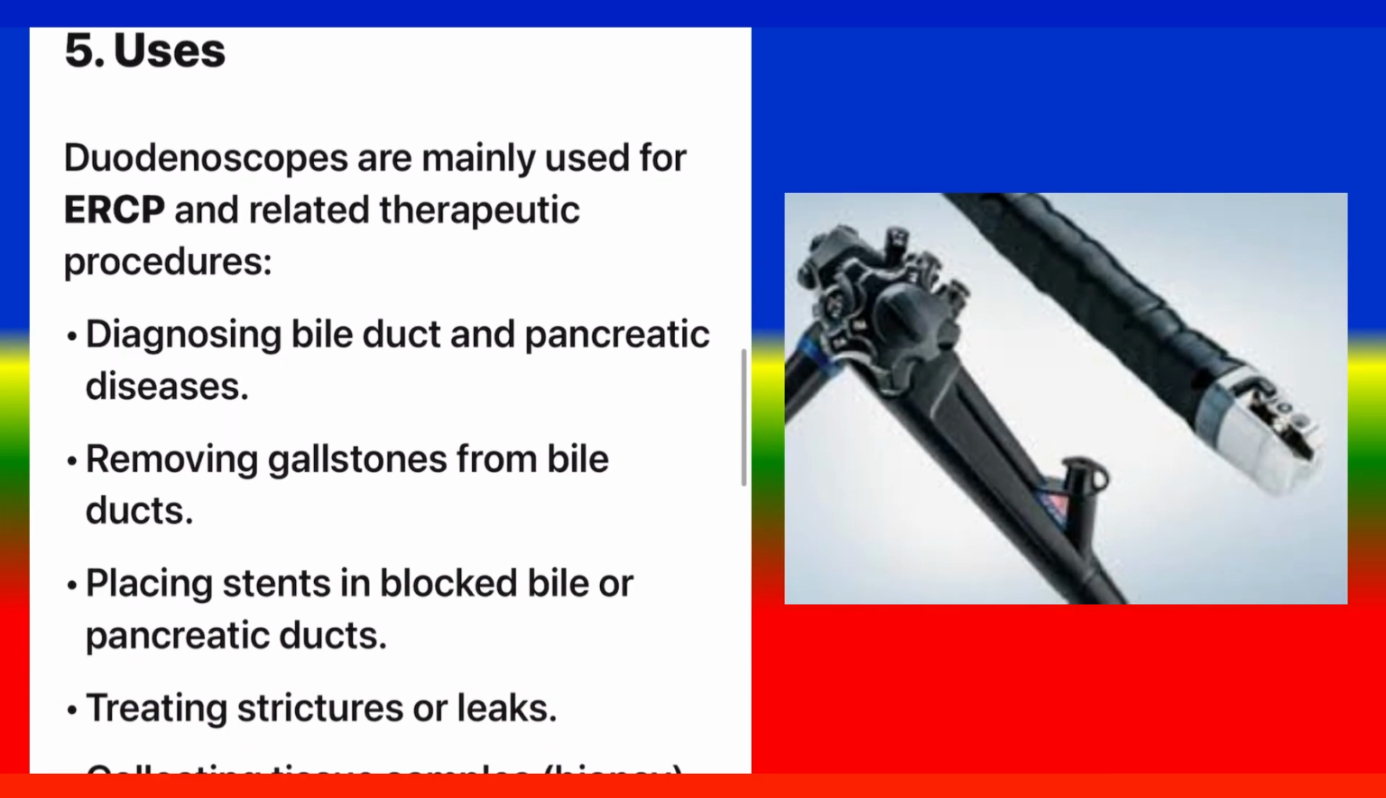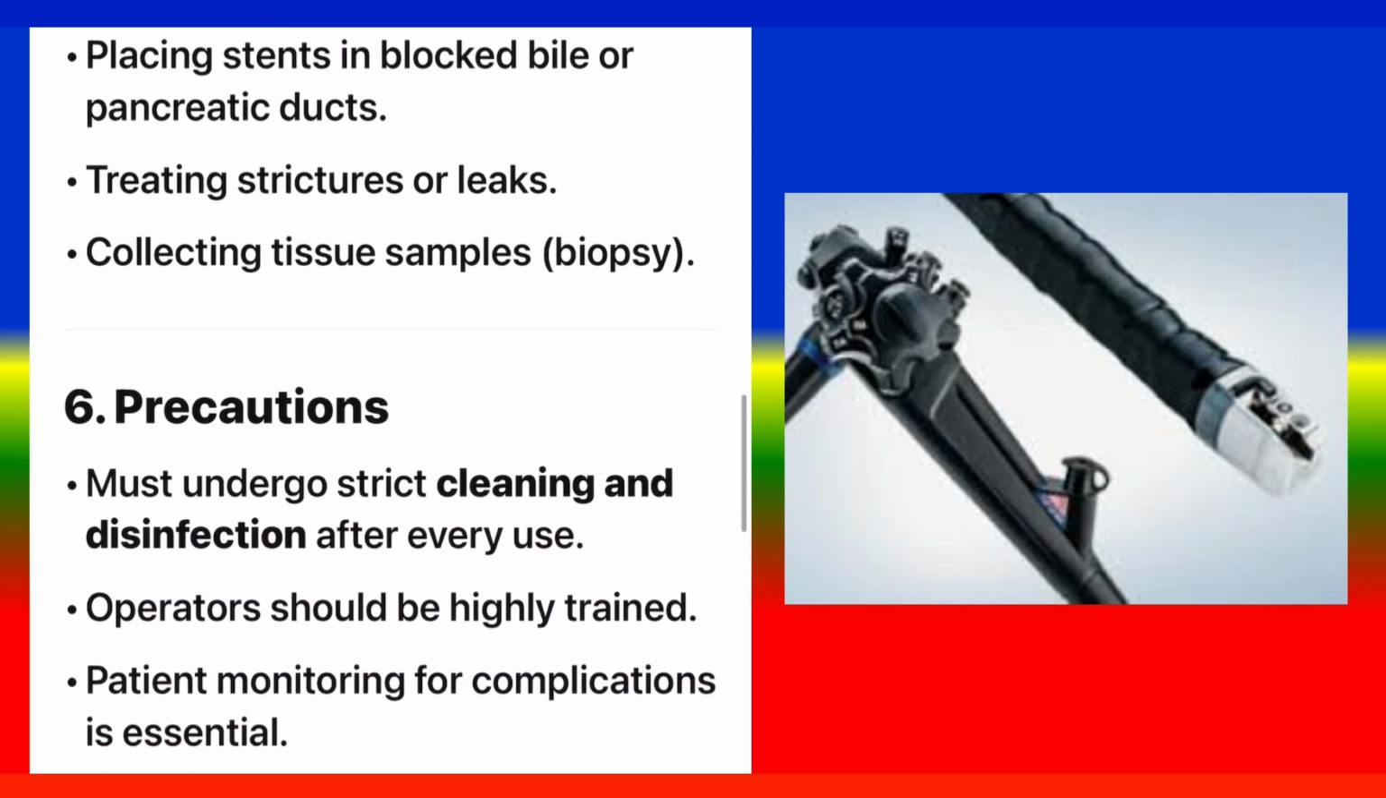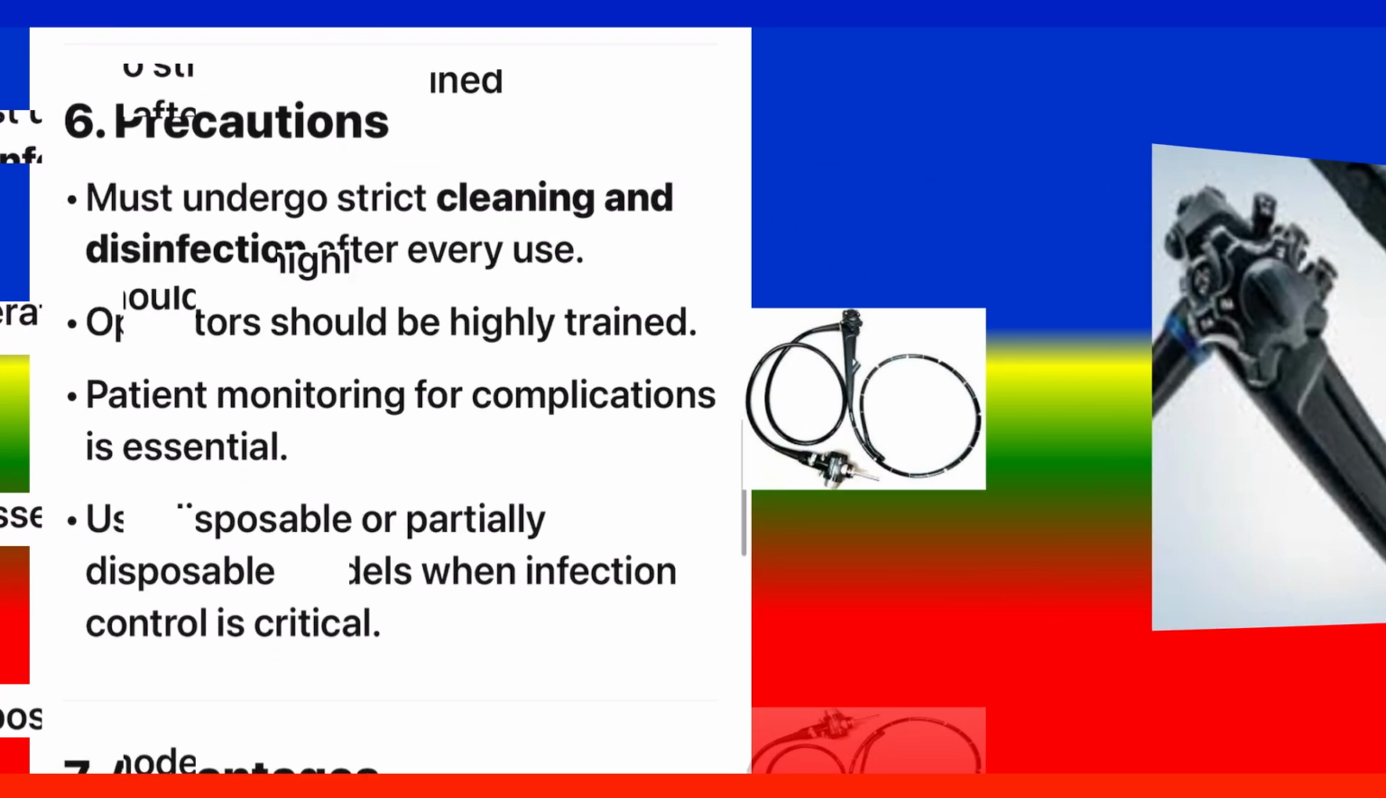5. Uses. Duodenoscopes are mainly used for ERCP and related therapeutic procedures. Diagnosing bile duct and pancreatic diseases. Removing gallstones from bile ducts. Placing stents in blocked bile or pancreatic ducts. Treating strictures or leaks. Collecting tissue samples, biopsy.